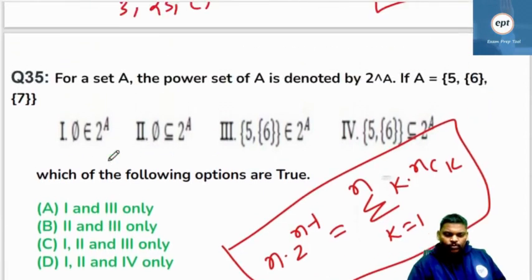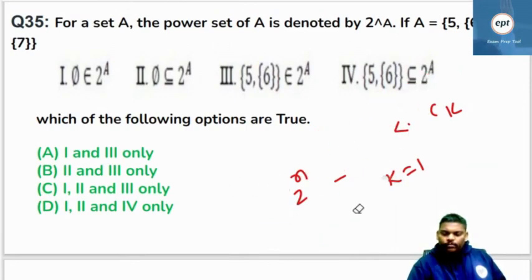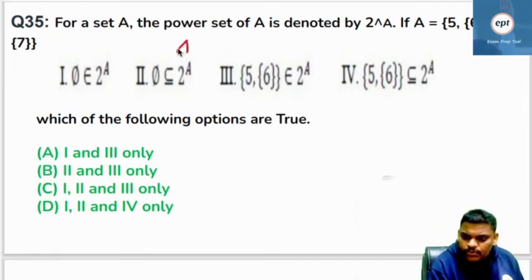Can you go to the next problem? So question number 34 over 35. What is the 35 answer? Verify 35. For a set A, the power set of A is denoted by 2 power A. If A is equal to 5, 6, 7. If anyone is unable to see, A is equal to 5 and 6 and 7.